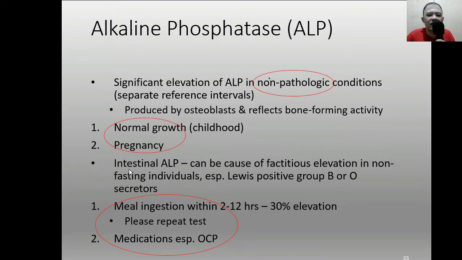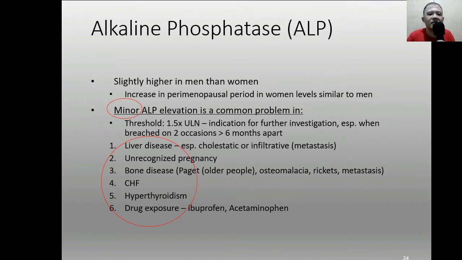Another non-pathologic condition is also coming from the intestinal ALP, secondary to meal ingestion or intake of medications such as oral contraceptive pills. Minor ALP elevation is also a common problem, and it's seen in liver disease, unrecognized pregnancy, bone disease, congestive heart failure, hyperthyroidism, and drug exposure.